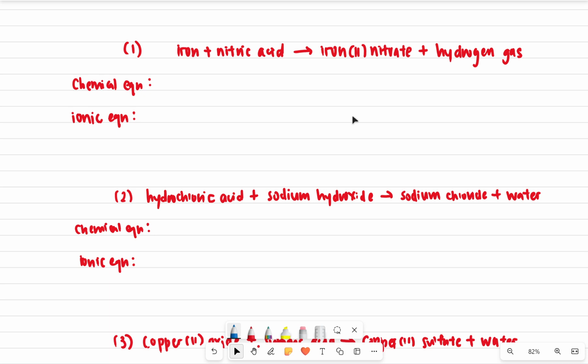Everyone, in today's lesson we're going to learn how to write ionic equations. Now before we write ionic equations, we must first have a balanced chemical equation. So let's start by writing our balanced chemical equations for the three examples here.